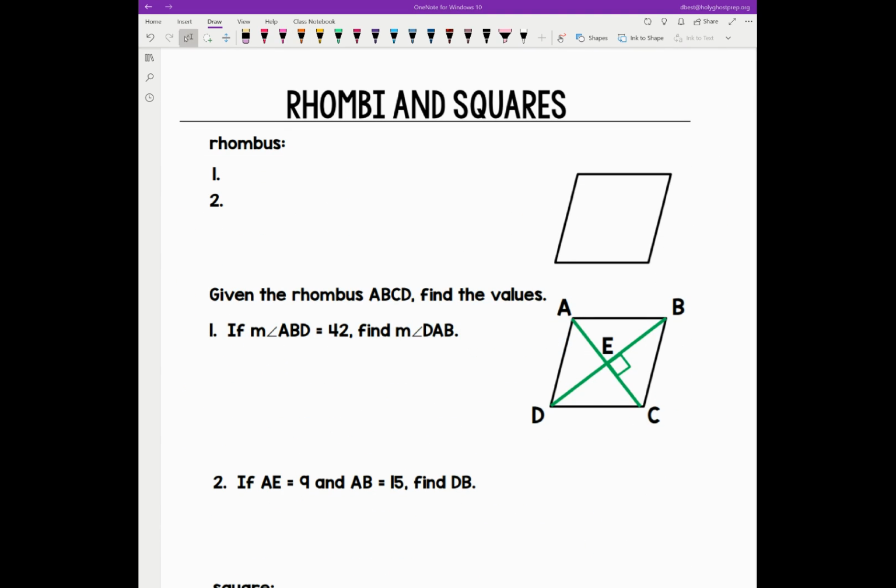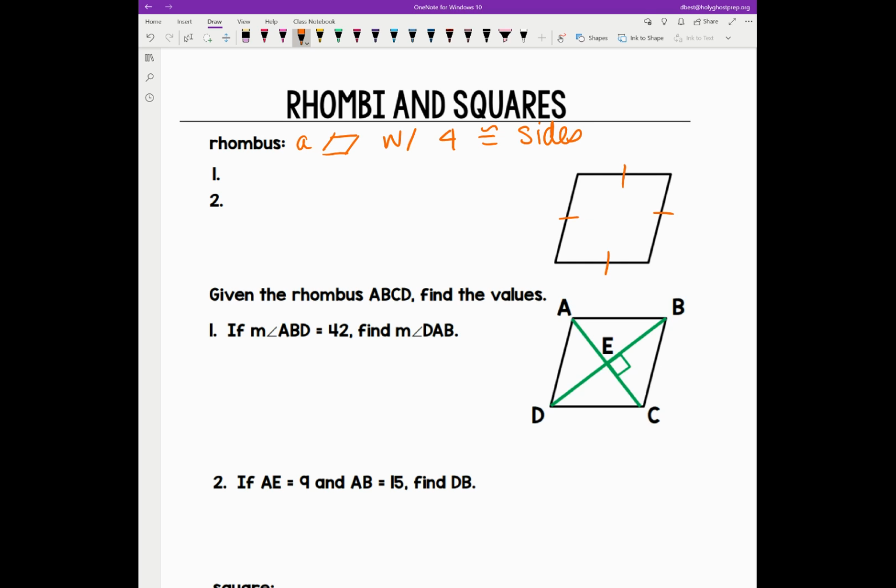The next 2 types of special parallelograms we have are rhombi and squares. So a rhombus is, again, a parallelogram, and this is our symbol for a parallelogram. I'll make it a little bigger. So just like how for triangles we draw a little triangle, for a parallelogram we can draw a tiny parallelogram. So it's a parallelogram with 4 congruent sides. So all 4 sides are equal.